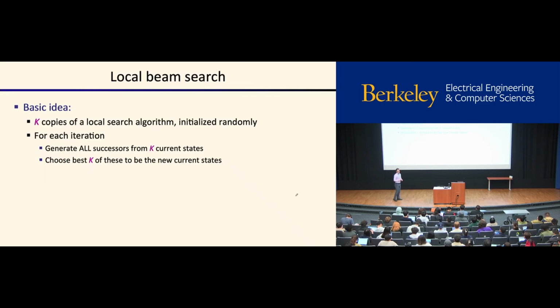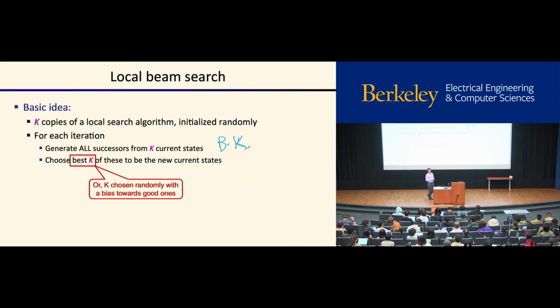This is basically k random restarts, but run them all at the same time. But for each iteration of this algorithm, when we're generating successors, we generate all the successors from each of the k current states. Let's say that there's some branching factor, right? So if the branching factor is b, then this would generate b times k states, right? B times k. And then we choose the best k out of those b times k in terms of their objective values, and we keep those around to be the start of the next iteration.